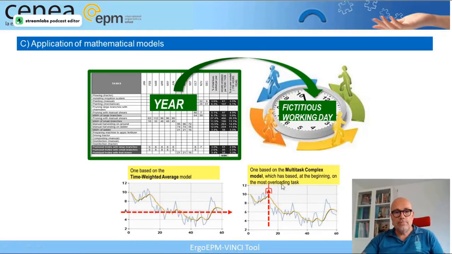The procedure to apply the multi-task model is that this year becomes a fictitious working day, and once we have the fictitious workday, we apply the classical models previously proposed in the scientific literature, using the weighted arithmetic mean or the multi-task complex model.